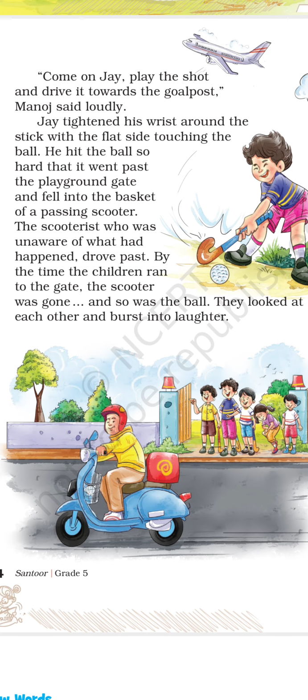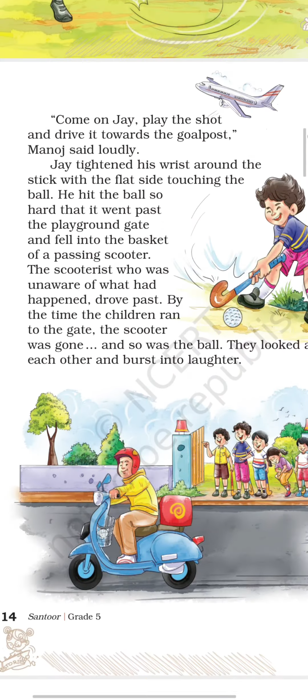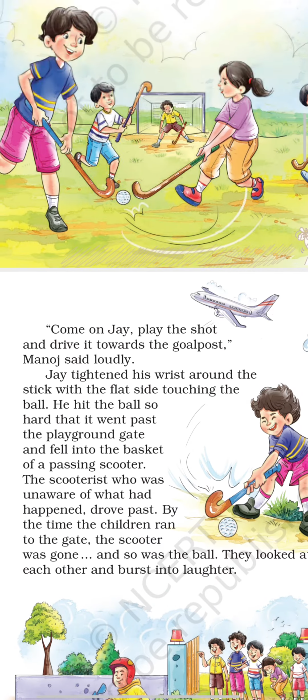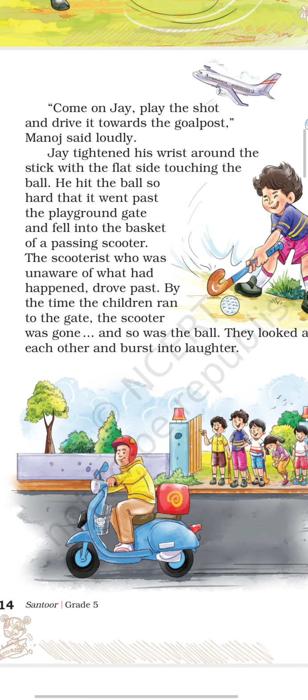So that is the heading of the lesson, Gone with the Scooter. Hope you all understood this lesson. It was a lot of fun to read this lesson. I hope you all enjoyed it and understood.